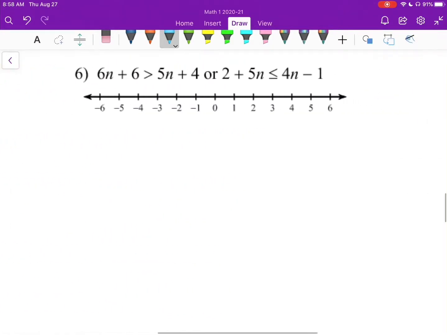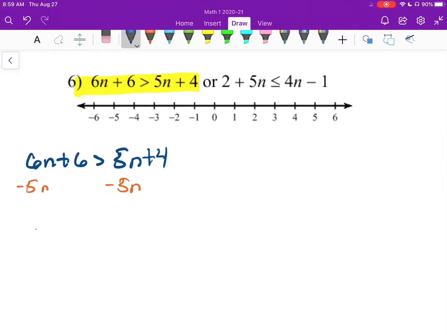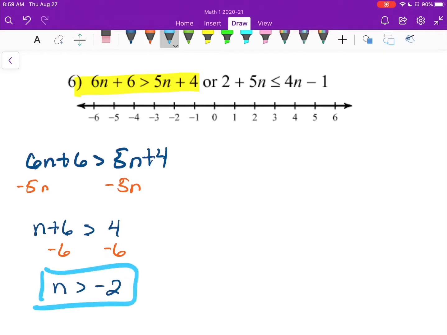All right, number 6. We'll start off with this guy. We get 6n plus 6 is greater than 5n plus 4. I'll put all my n's on the left. So I get n plus 6 is greater than 4. I'll subtract 6 from both sides, and I get n is greater than negative 2. So if n is greater than negative 2, I have an open circle on negative 2. It's greater than negative 2, so I'm going to be shading over here.